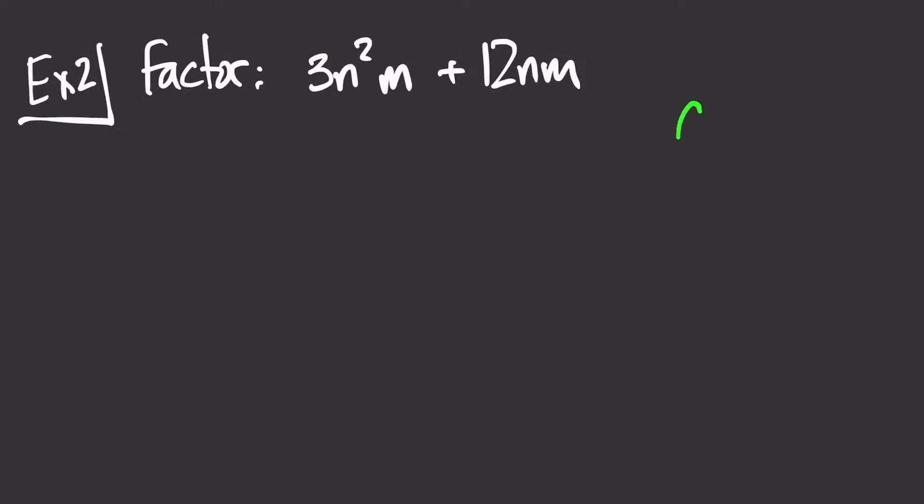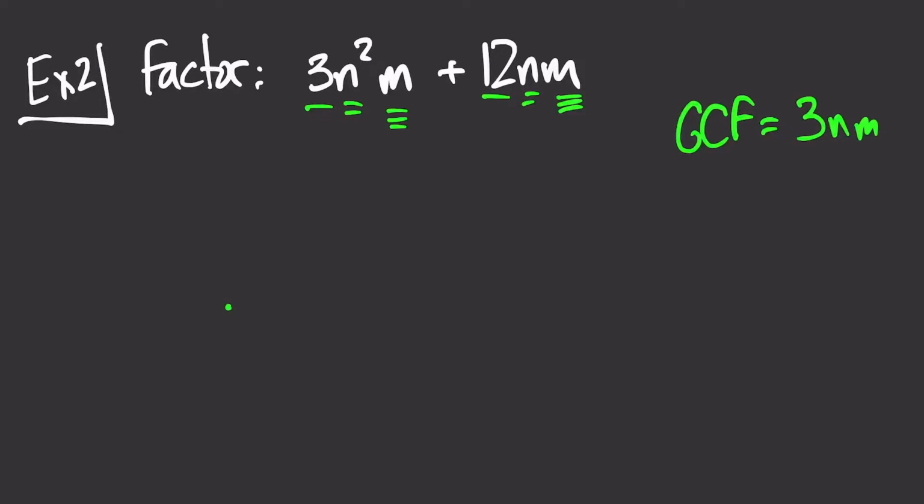For this one here, my GCF, again, you don't need to write this down, I'm just showing you where I'm getting it from. I'm going to take those two numbers. What number goes into both 3 and 12? Well, 3 does. Then I took a look at the variables. N squared and n, they both have an n. The lowest exponent is n to the first. And they both have an m. So that's going to be the GCF.